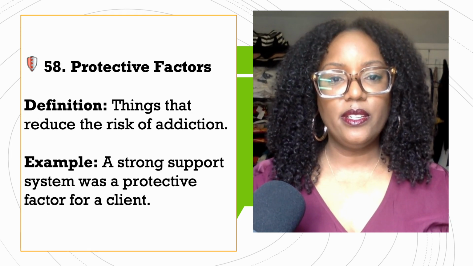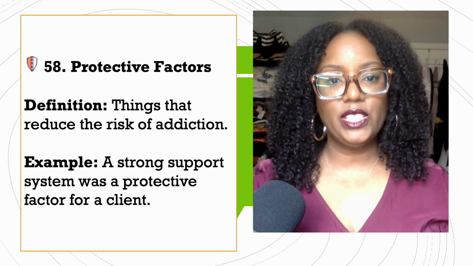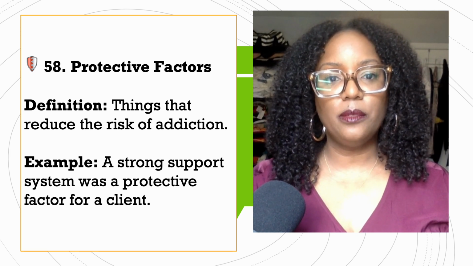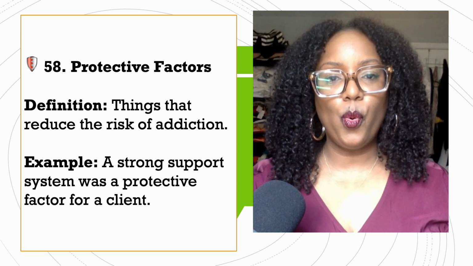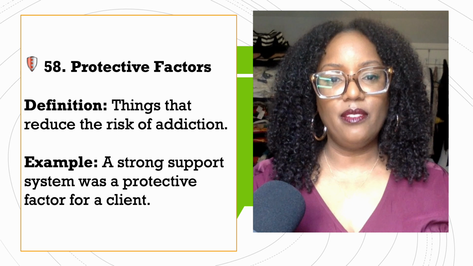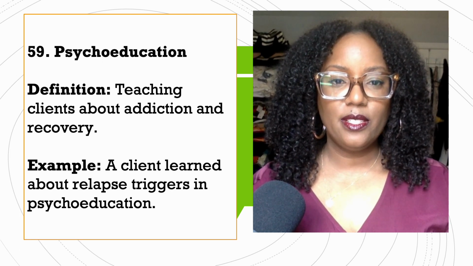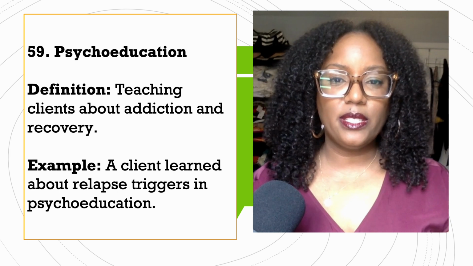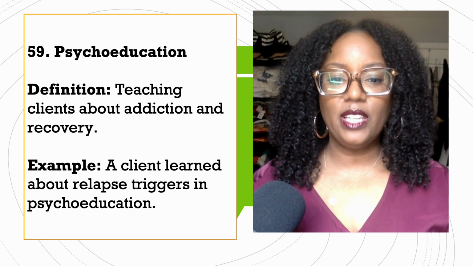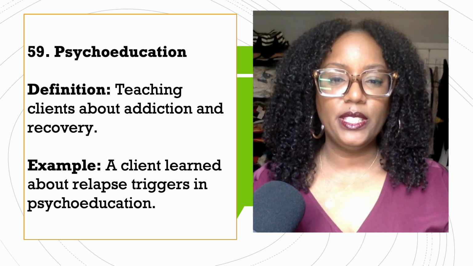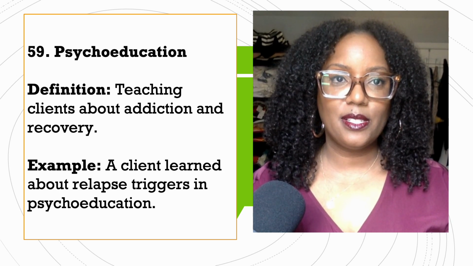Term 58 is protective factors. These are things that reduce the risk of addiction. Protective factors help keep clients on track. Some examples are family, support, education, and safe housing. Term 59 is psychoeducation. Psychoeducation helps clients understand their condition and how to manage it. It involves teaching clients about addiction and recovery. This knowledge gives them more control of their recovery process.